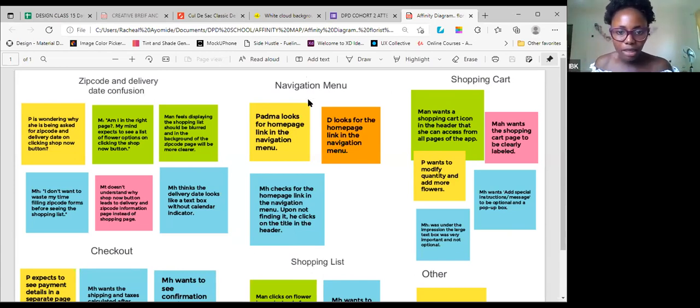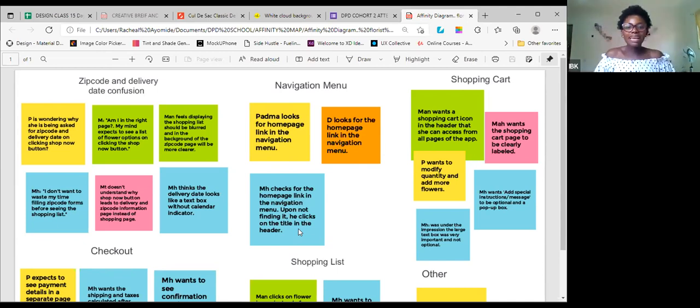Okay, navigation menu, let's check that out. It says Padma, that's P. Padma looks for the homepage link in the navigation menu. D looks for the homepage link in the navigation menu. MH checks for the homepage link in the navigation menu. Upon not finding it, it clicks on the title in the header.